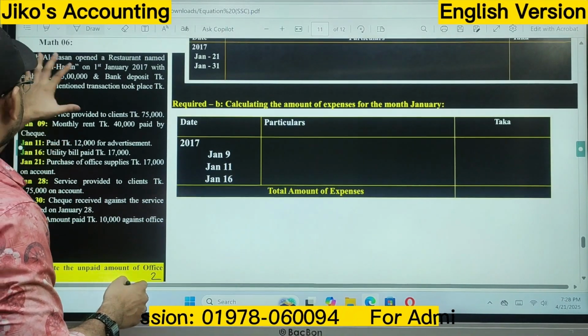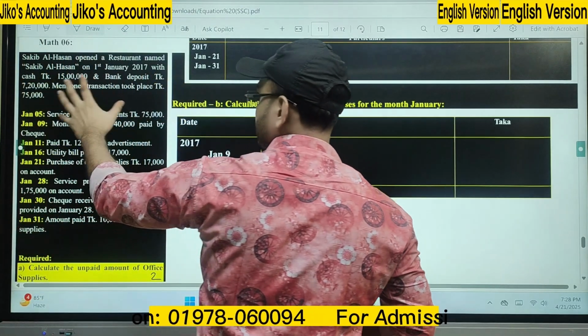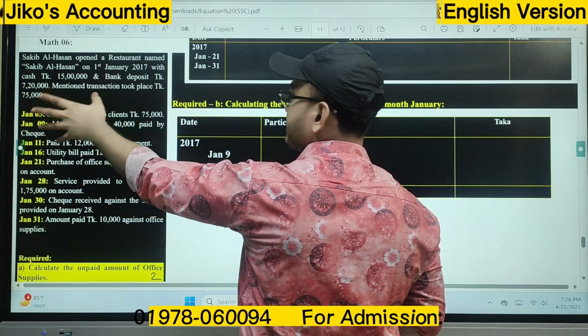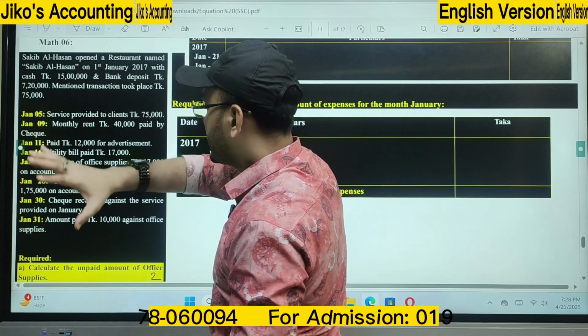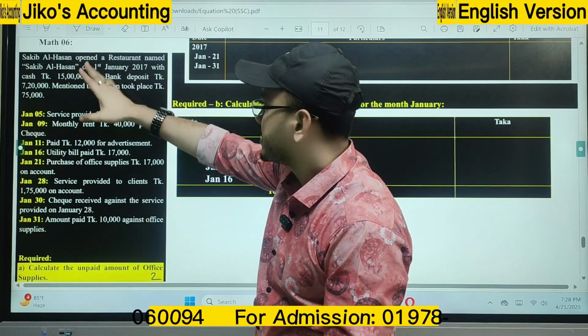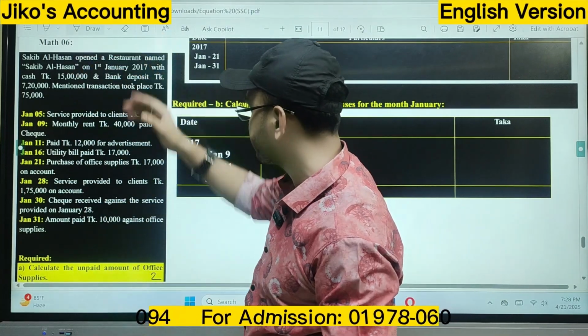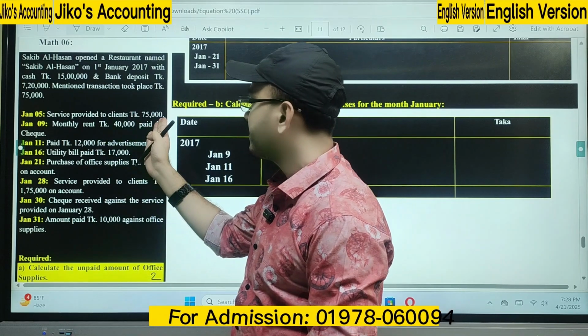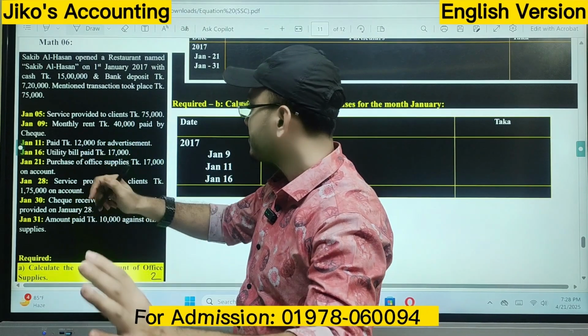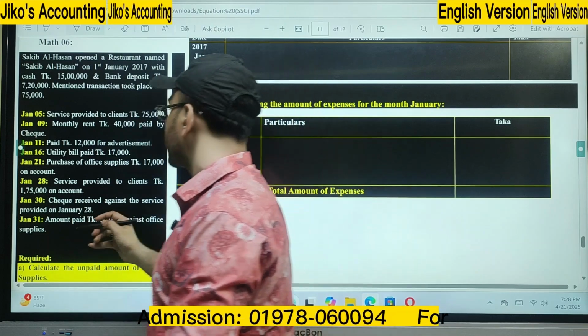Okay. Sakib Al Hassan opened a restaurant with cash bank deposit. There is no office supplies. We can skip this one. Service provided to the client, taka 75, is cash. So there is no office supplies. Now try to get this one.